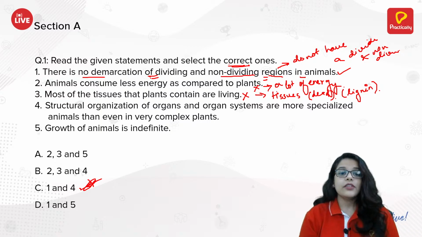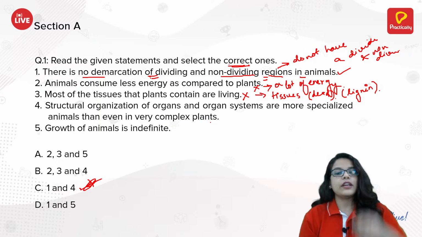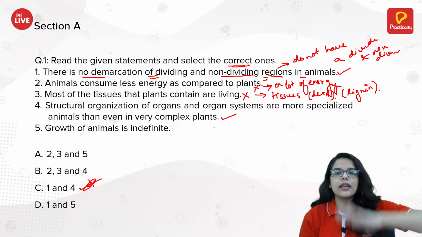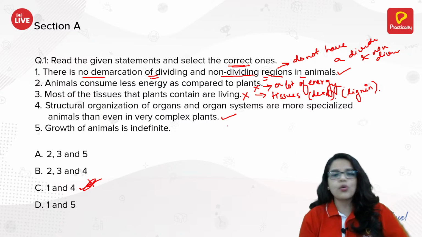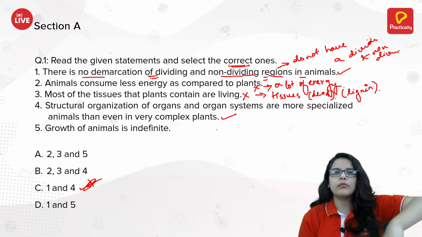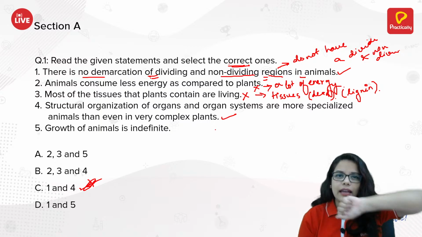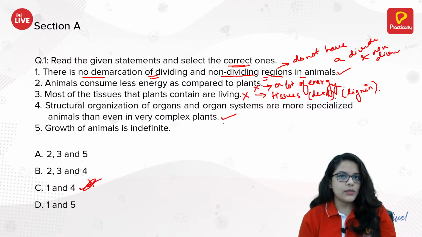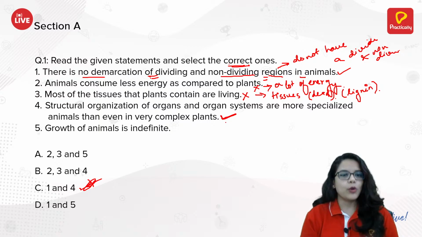Structural organization of organs and organ systems are more specialized in animals than even in very complex plants. This is right. Why? We have so many organs and organ systems, starting from kidneys, heart, brain, reproductive systems. It is so complex. Plants have root, shoots, leaves, that's all. So it's not very complex. Even in the most complex plants such as angiosperms, everything is quite simple compared to animals. So animals are far more complex.